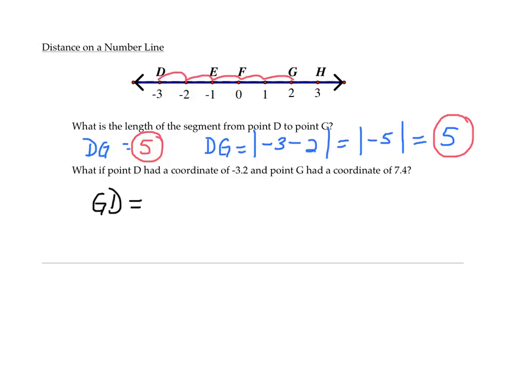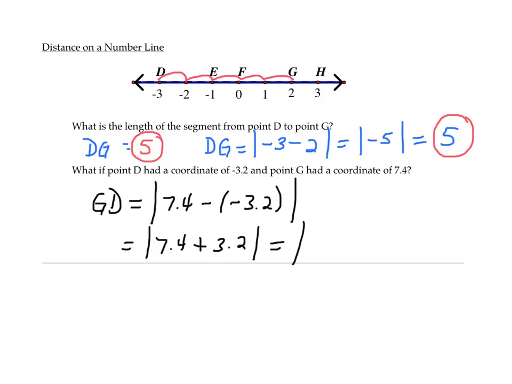So from G to D, I'm going to say we'll take the absolute value, take the coordinate of G, which is 7.4, and subtract the coordinate of D from it, which is negative 3.2. So I started a little parentheses there. Well, we know that when we subtract a negative, it turns into adding a positive. So take 7.4 plus 3.2.